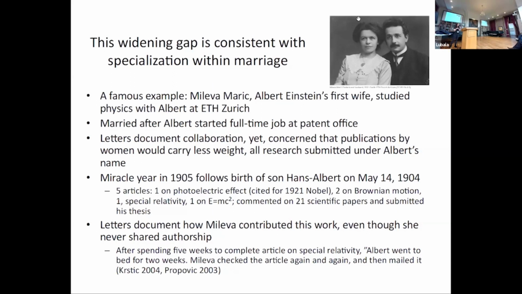And then they started collaborating during this period. There are lots of letters that document this collaboration. In 1905, the year after they had their son Hans Albert, that's Albert's miracle year. He has 5 articles, basically super productive, and he also comments on 21 scientific papers. The letters document how Mileva supported this work, but she never put her name on it.